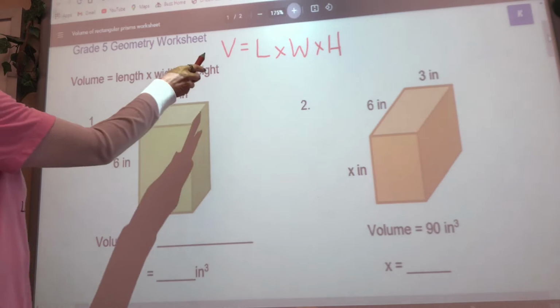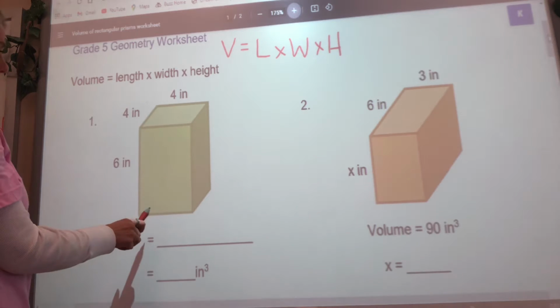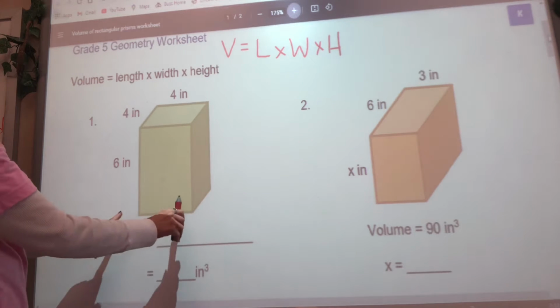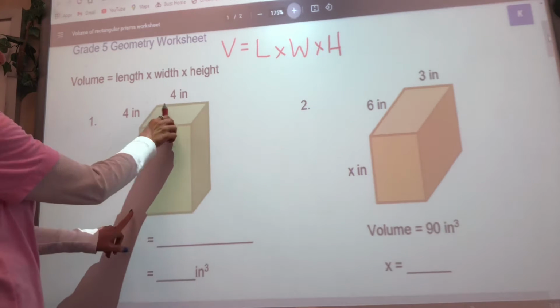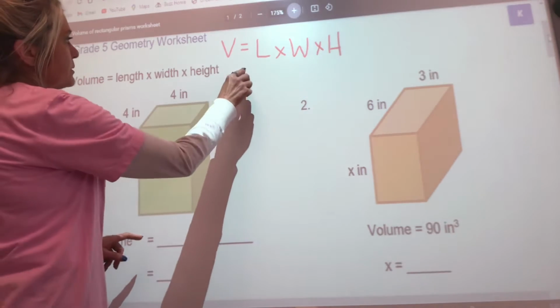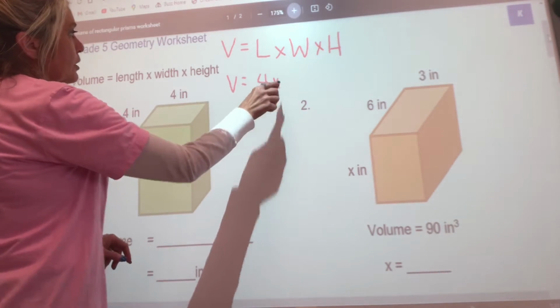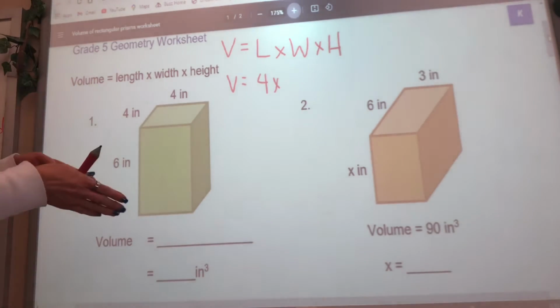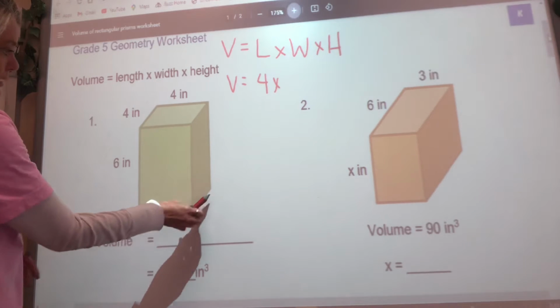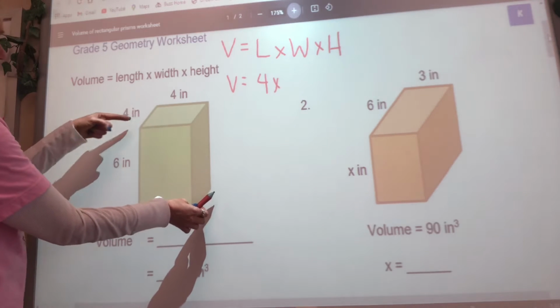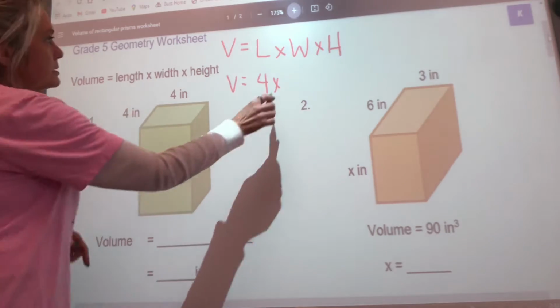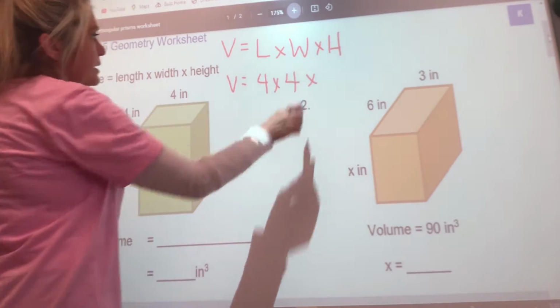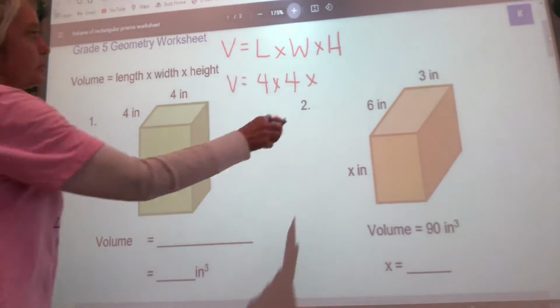So our length is going to be, remember, length is how long it runs across the page. Well, it doesn't have it down here, but we do know that this one is equal to it. Our width is how deep it goes into the page, and it doesn't have it here, but we know that this is the same thing. So we have 4 here also, and then our height is 6 inches.